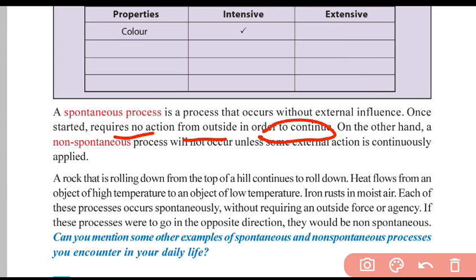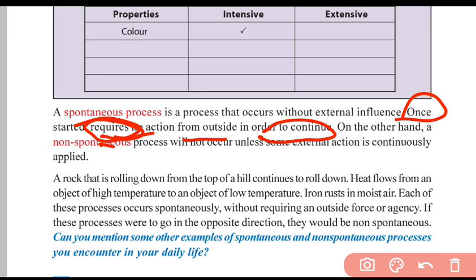It's not required, or needs, or requires anything, doesn't matter, to require another or outside force or influence for that to continue its work or action.